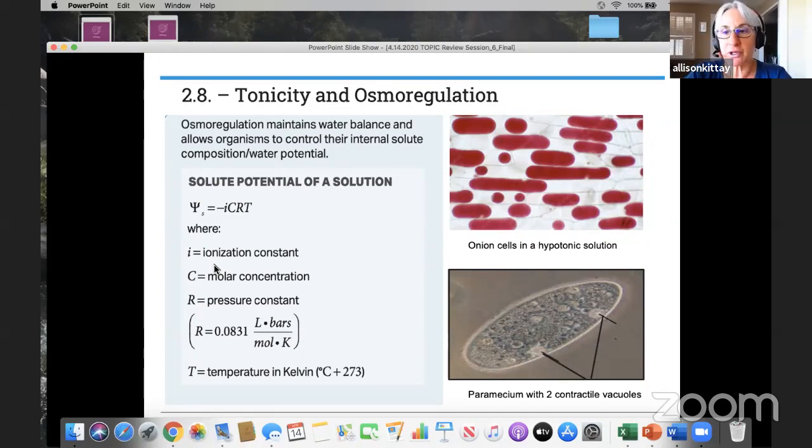So onion cells are going to have some dissolved solutes in them. These cytoplasm have been stained with carbofuchsin, so they look pink. You pop them in a hypotonic solution, and water is going to move into the cytoplasm and cause them to swell. And then we have a single-celled organism. This is a paramecium, and it lives in a freshwater environment. So you might want to think about the consequences of maintaining osmotic balance for that organism.